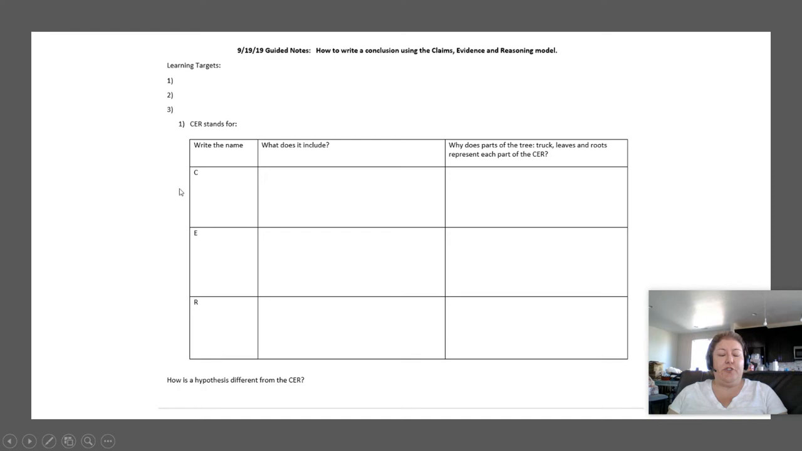Okay, and then you're going to fill out this chart. So what does CER stand for? We just went through it, so you can write claims, evidence, reasoning. Now we're going to go through what it includes. So what is a summary of your claim, a summary of evidence, a summary of your reasoning? And then which parts of the tree represent that section, and why does that part of the tree represent the section? Your last question is how the hypothesis is different from the CER. So why is a hypothesis different?